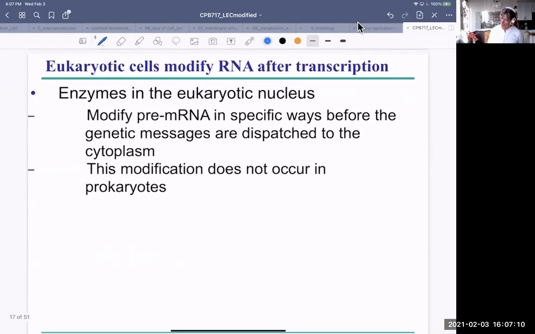And there is some modification of RNA after transcription. It's quite interesting. The pre-mRNA is modified in quite specific ways. It doesn't happen in prokaryotes. And one of the reasons is that that little messenger RNA has to leave the safety of the nucleus and go into the cytoplasm, and it has to find the ribosomes that are going to translate it, or rather the ribosomes have to find it.